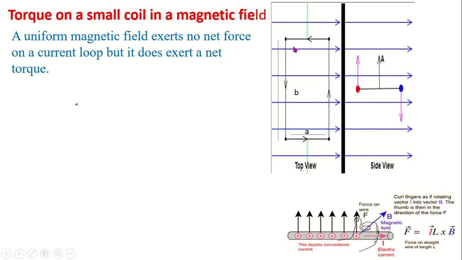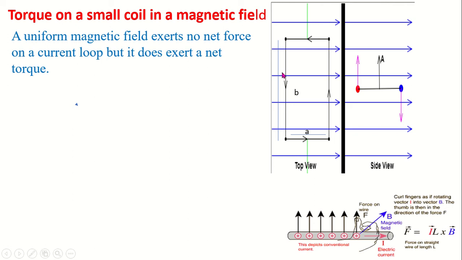A uniform magnetic field exerts here, and that is parallel to the coil, the current carrying coil. Then a uniform magnetic field exerts no net force on a current loop, but it does exert a net torque. Why is there no net force? Because at these two arms, the left arm and right arm, the force will be created but in opposite directions, so they will cancel each other, and at this arm and this arm there will be no force as they are placed parallel to the magnetic field.